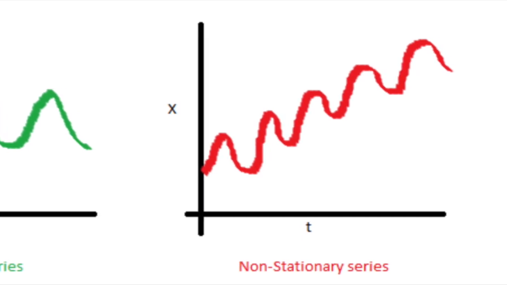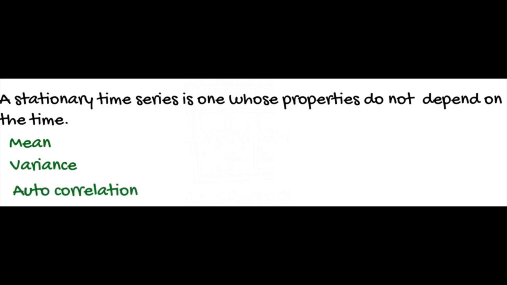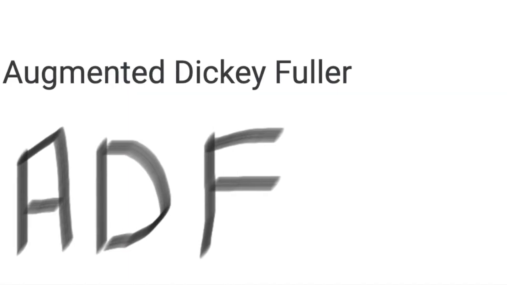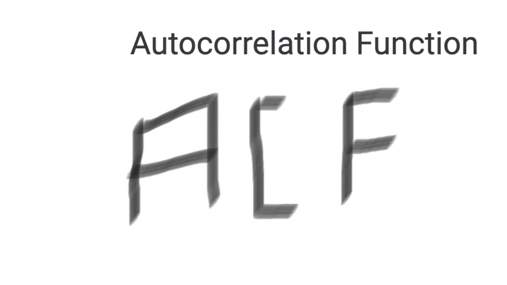Basically, we can define stationary data as not depending on the time component. That means the data is not depending on the previous components as it moves with time. Or you can say there is no periodicity or seasonality component. There are two techniques mostly used in identifying the stationarity of time series: the augmented Dickey-Fuller test, and the second one is the autocorrelation function.